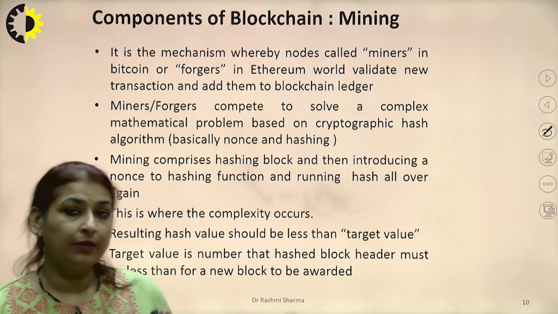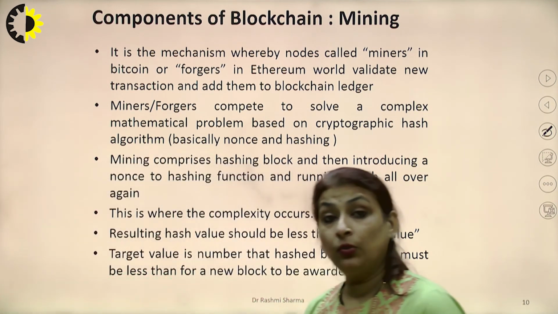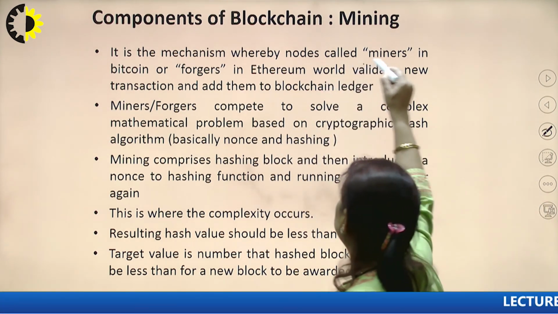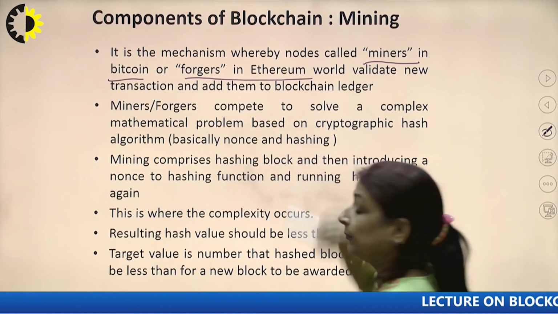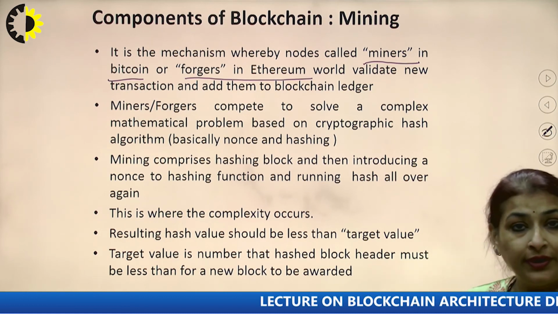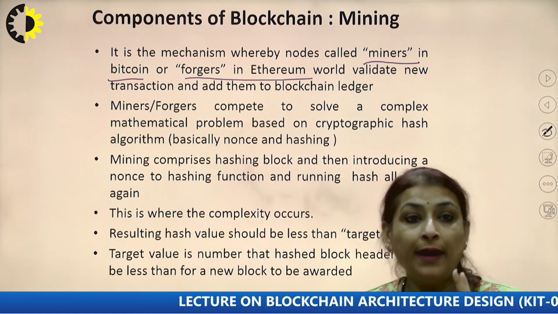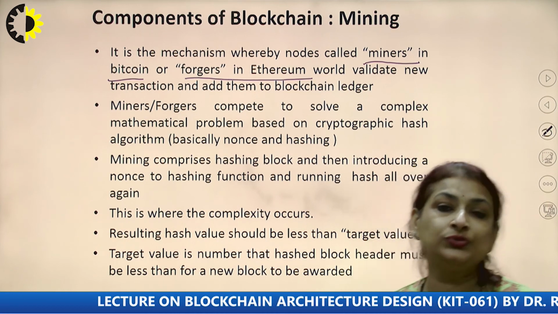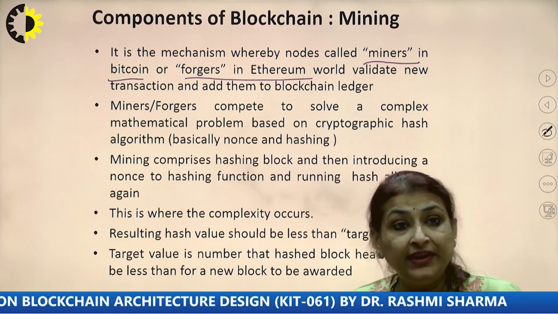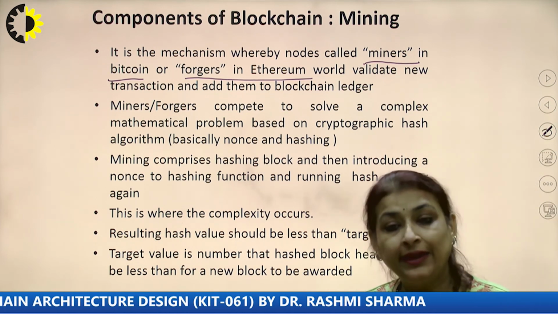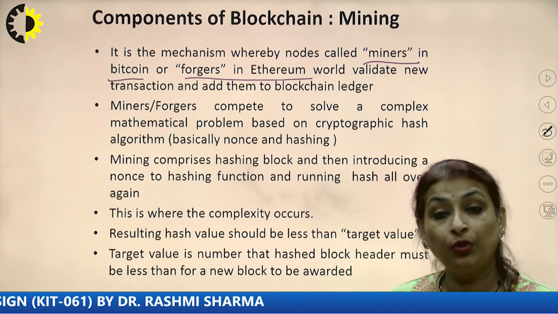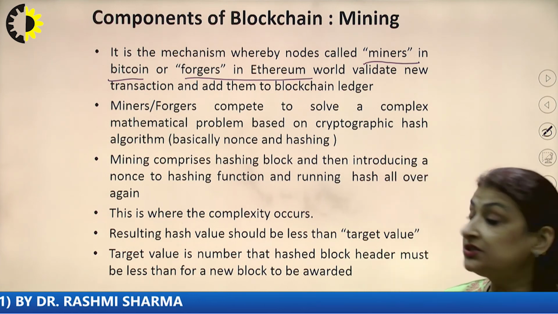The next component is mining. It is a mechanism where nodes are called miners in terms of Bitcoin and forgers in terms of Ethereum. These are two well-known cryptocurrencies, and in the cryptocurrency world we have two words for the same thing. Miners is used in Bitcoin and forgers is used in Ethereum. What do these miners and forgers do? They validate the new transactions and add them to the blockchain distributed ledger.